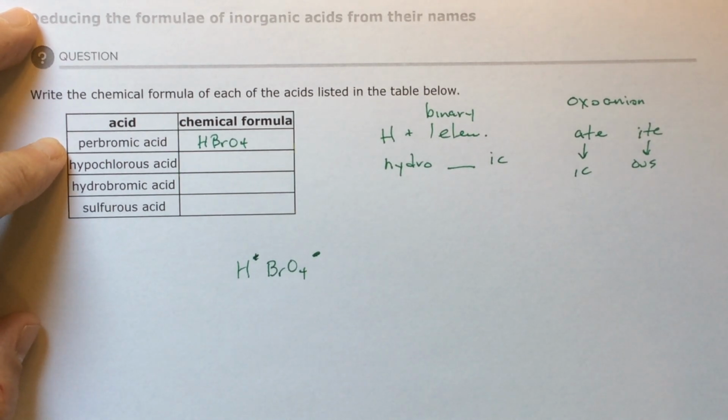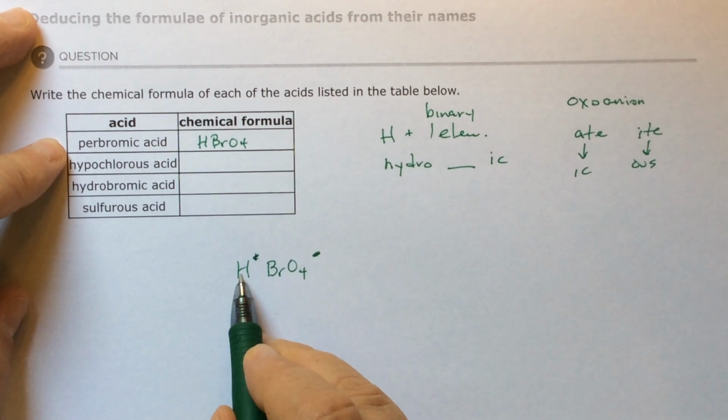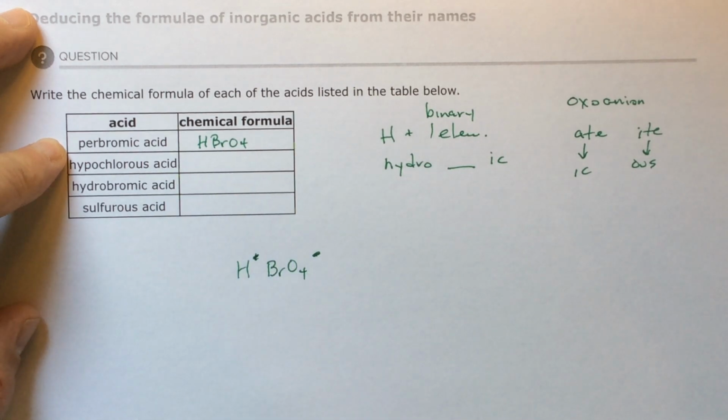All right, perbromic. If I have a -1 as my ion, I'm going to have one hydrogen donated. If I have a -2 as my ion, I'm going to have two donated. It'll be a diprotic acid is what it's called.